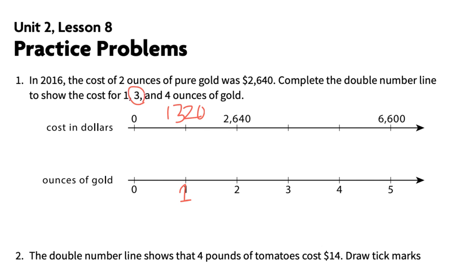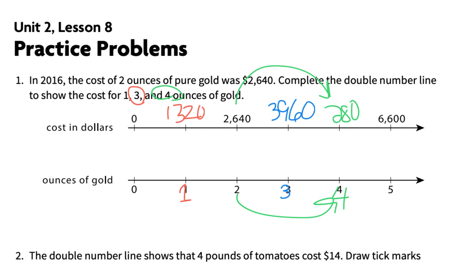Now, if we want to know 3 ounces, well, that's pretty straightforward. All we have to do is 1 plus 2 gives us 3. So all we have to do is add 1,320 plus 2,640. And when we add those together, we're going to get 3,960. That gives us the value for 3 ounces. Now, if we want to get 4 ounces, right here, there are a couple of ways we could do it. We could do 3 plus 1, and that'll give us 4. Or we could just double 2, couldn't we? So if we double 2 to get 4, that means we're going to double the cost. And that's 5,280 bucks.